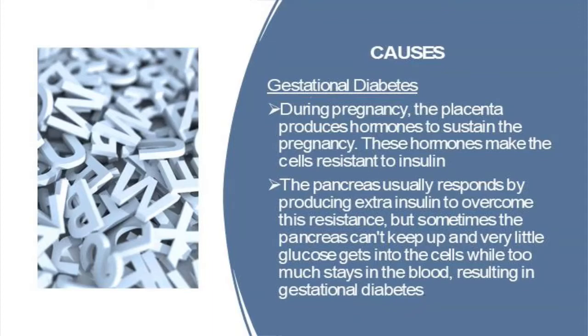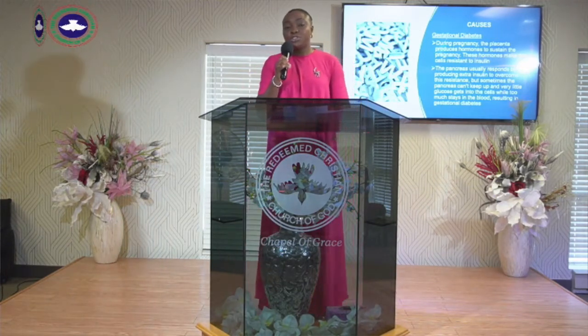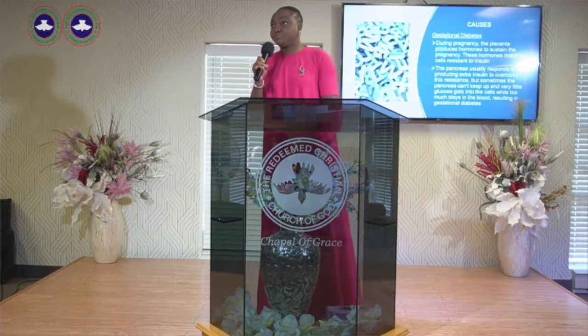And so the pancreas would respond by producing extra insulin to overcome this resistance. But sometimes the pancreas can't keep up as usual. So very little glucose is pushed into the cells, and there's a buildup of glucose. But in gestational diabetes and pre-diabetes, the patient would usually not complain of any symptom, unlike type 1, where you get to see the symptoms or signs on time. In gestational diabetes, most people would usually just find out when they go in for their routine checkup, when they do the OGTT and so on at 24 to 28 weeks of pregnancy.